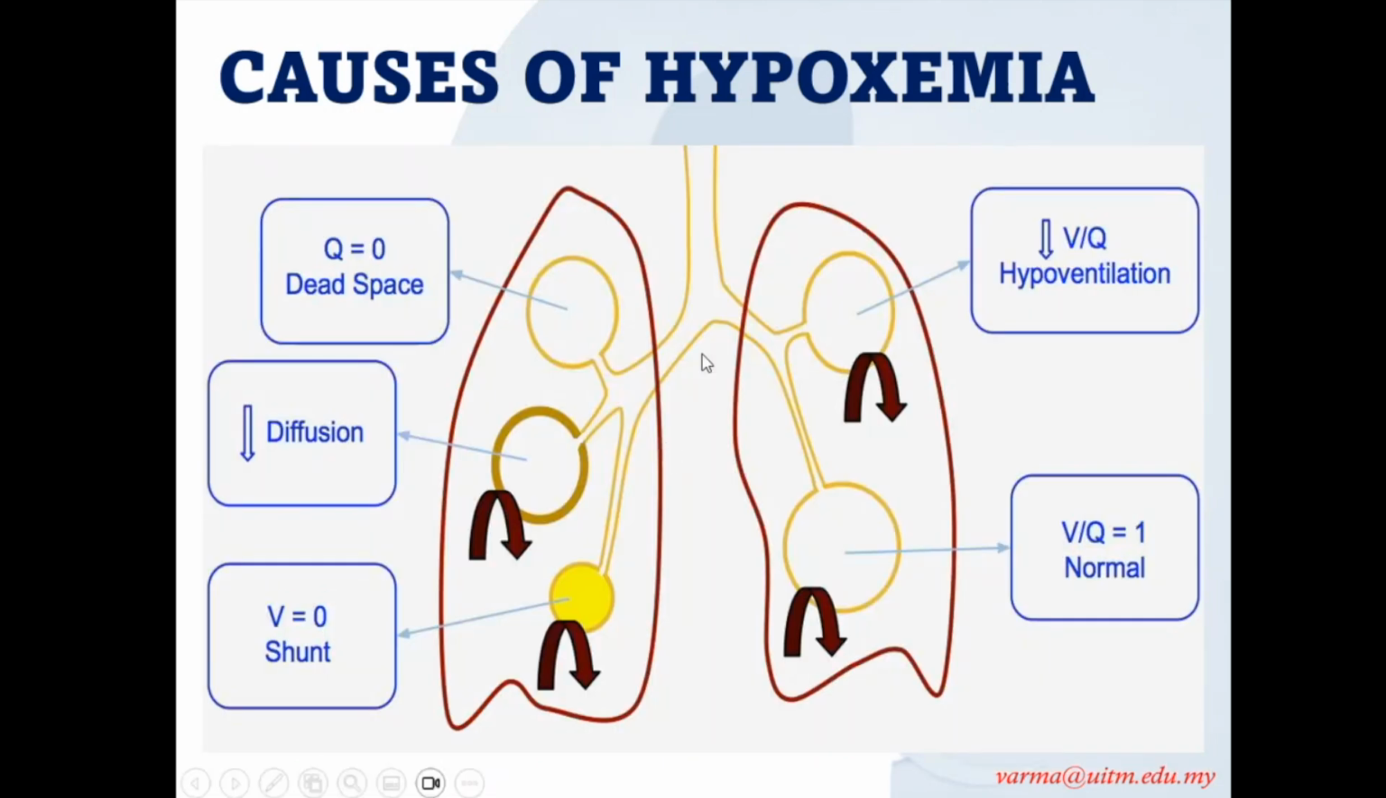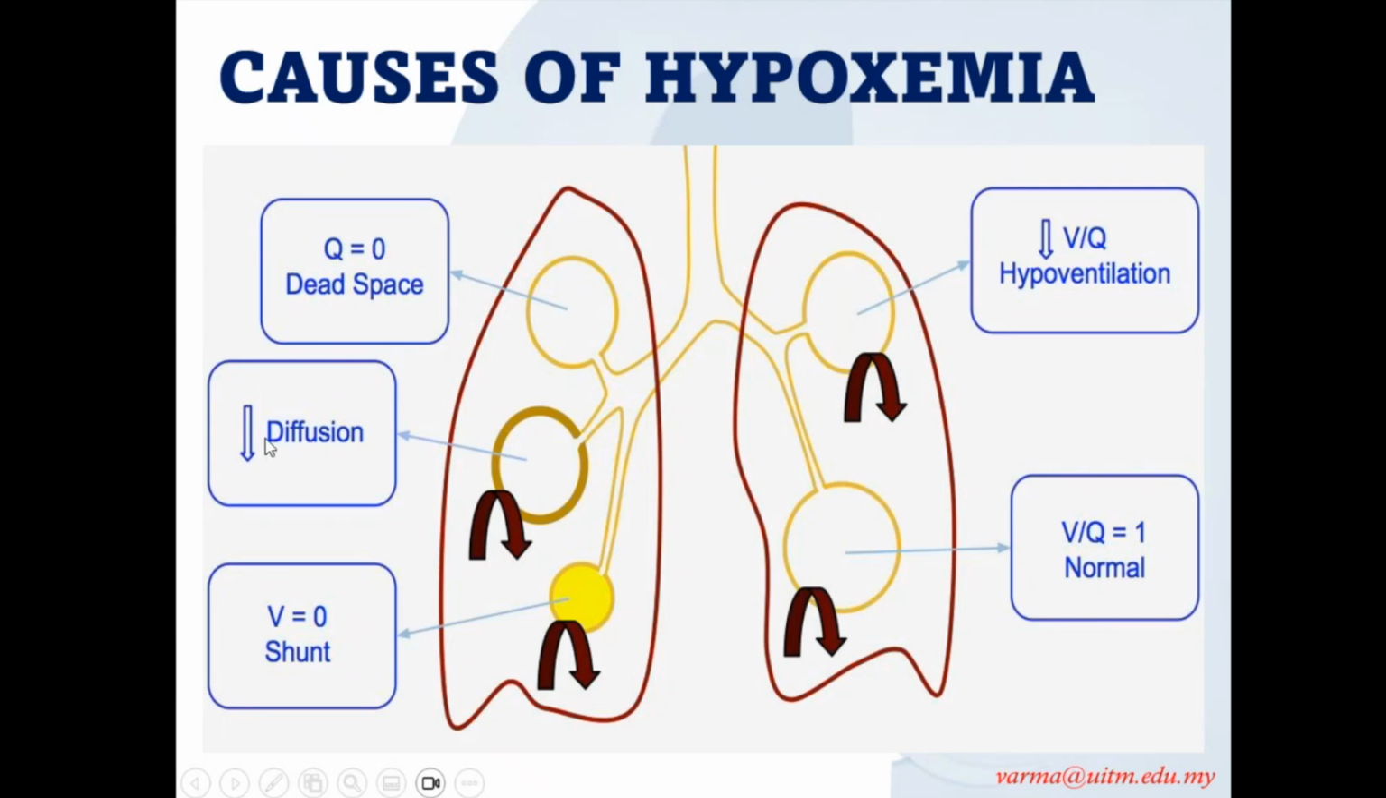So again, repetition, we talked about VQ mismatch. Diffusion, I already talked about here. When you have hypoventilation, there will be reduction in VQ, because V is less. Up is V, below is Q, V divided by Q, ventilation divided by perfusion. So with hypoventilation, of course, VQ will be low. Normally, V to Q is 1 or 0.8 around there. In dead space, V over Q, Q is 0. There is no perfusion, so anything divided by 0 will get infinity.